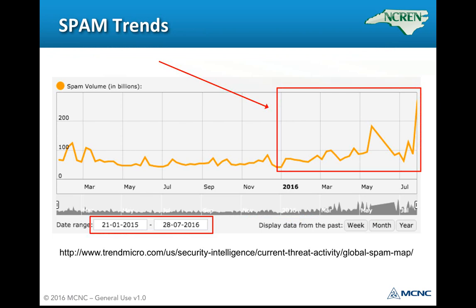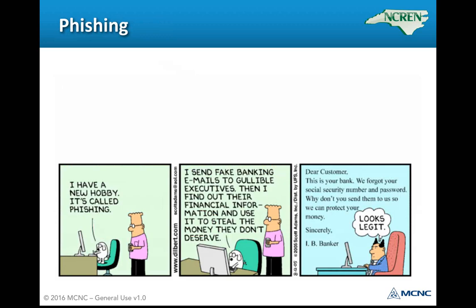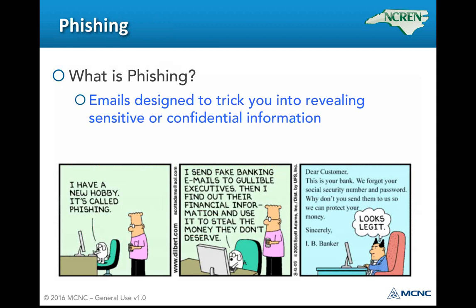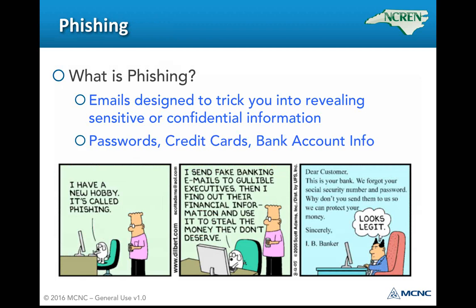So let's talk about phishing. What is phishing? Phishing is emails that are designed to trick you into revealing sensitive or confidential information. This might be passwords, credit cards, bank account information, but generally this is an email that you would receive that's trying to trick you to get you to click on a link where you would enter in your login credentials, make you think you're at a website that you're not, that kind of thing. That's generally what phishing is.